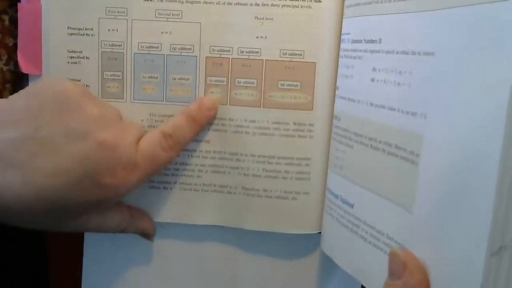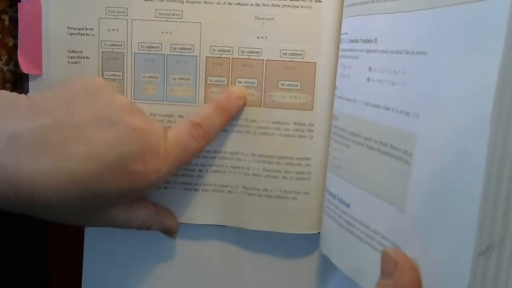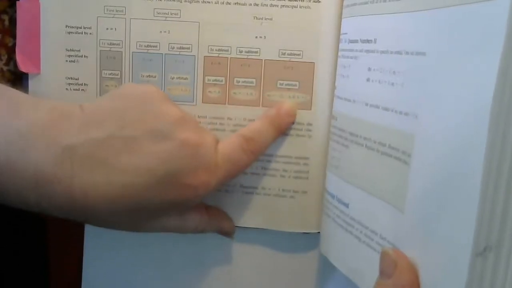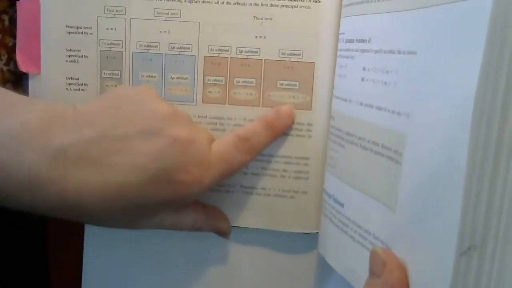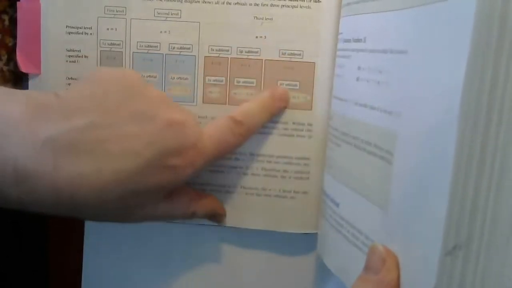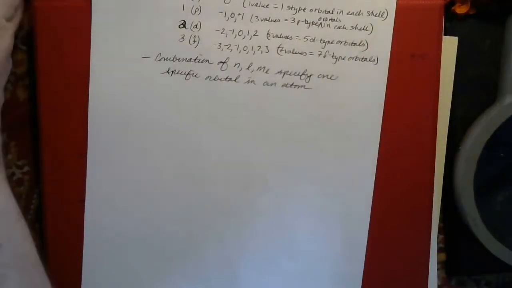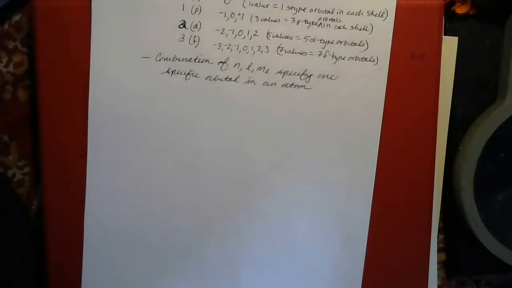In shell number 3, you've got 3 types of orbitals. You've got a single s-type orbital known as the 3s orbital. You've got 3 p-type orbitals known as 3p orbitals. And you've got 5 d-type orbitals known as 3d orbitals. Altogether, you've got 5 plus 3 plus 1, or 9 orbitals in shell number 3. And then it goes on like that a little bit longer. You can go into the outer shells, shell number 4, 5, 6, whatever, and you can get analogous situations going on there.